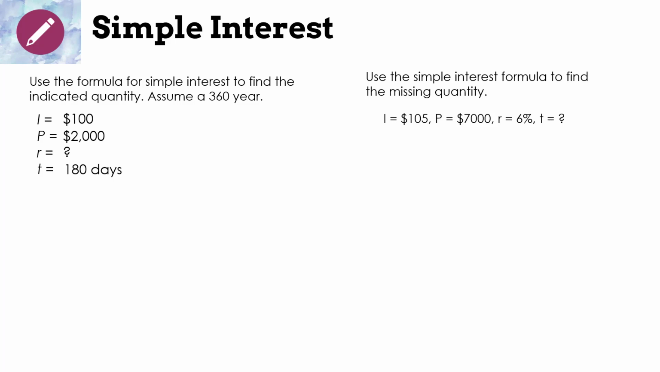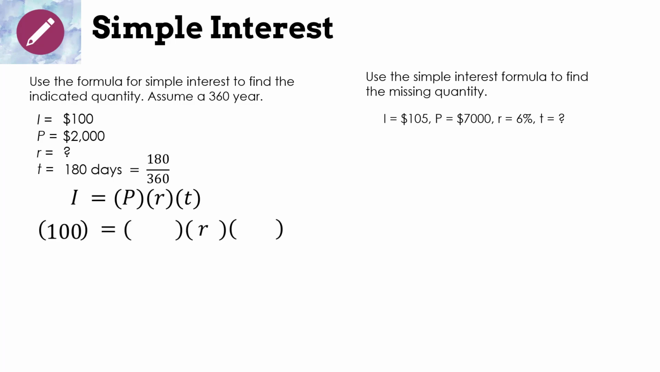Use the formula for simple interest to find the indicated quantity. Assume a 360-day year. They give us that the interest is $100, the principal is $2,000, we don't know the rate, and the time is 180 days. Remember, time is based on a year, so we're going to use the fraction 180 over 360 for t. They tell us to use a simple interest formula, so we're going to use I equals PRT. The interest is 100, the principal is 2,000, we don't know the rate, but we do know the time is 180 over 360.